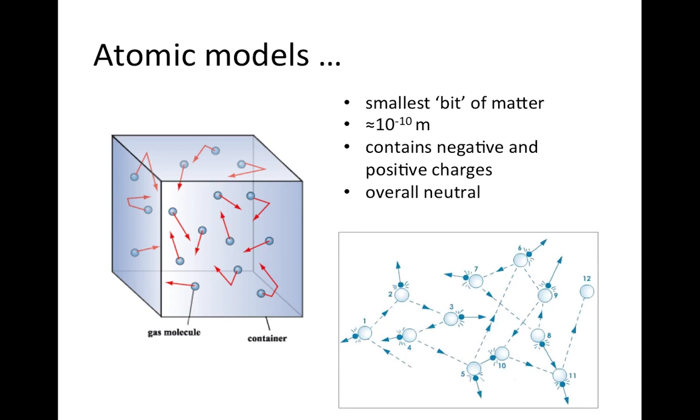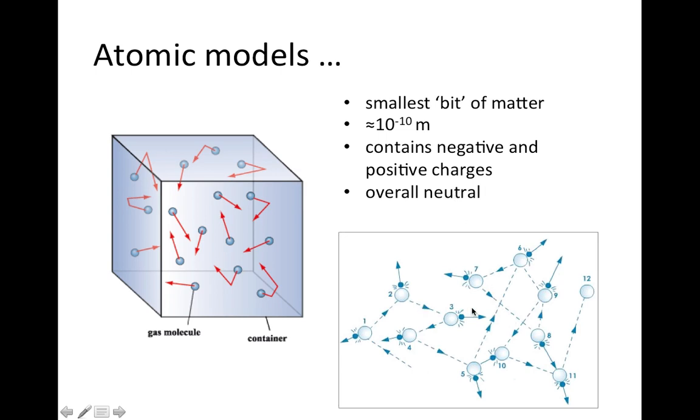And so, coming out of that, we knew that the atom was the smallest bit of matter. That was what was thought, at least at the time. We knew it was very small, about 10 to the minus 10 meters, and we knew it contained negative and positive charges. We didn't know much more about that, and that it was overall neutral. So this was all evidence for the atom. A little bit of late evidence for the atom.